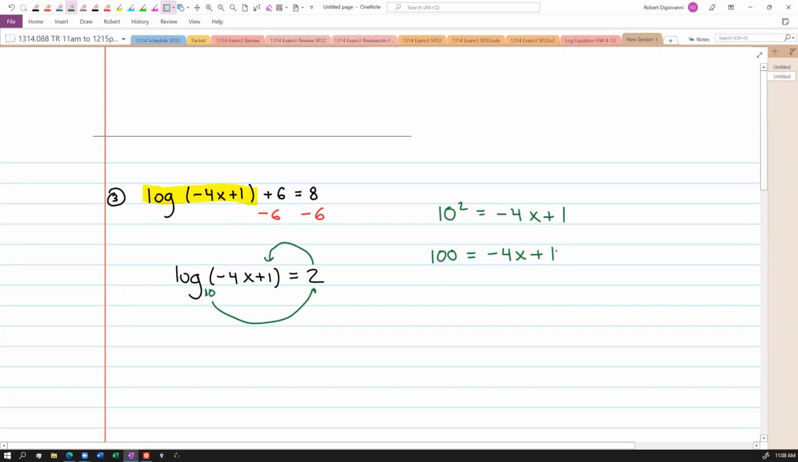Subtract 1 from both sides. If you do that, you get 99 equals -4x. And then divide both sides by -4. And we'll just leave it as a fraction as an answer. We could get on our calculator and do a decimal, but that's fine just to leave it like that.